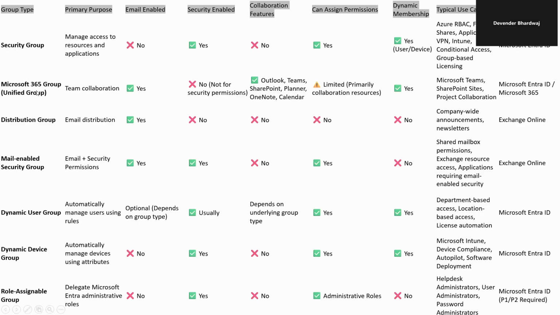Next is Microsoft 365 groups. The purpose of creating this group is team collaboration. These are mail-enabled groups, not security-enabled. We cannot define permissions for Microsoft 365 groups. The collaboration feature is there. It can collaborate with Outlook, Teams, SharePoint, Planner, OneNote, and Calendar. We cannot assign permissions; limited, primarily collaboration resources. Dynamic membership is supported, but only for users, not for devices.